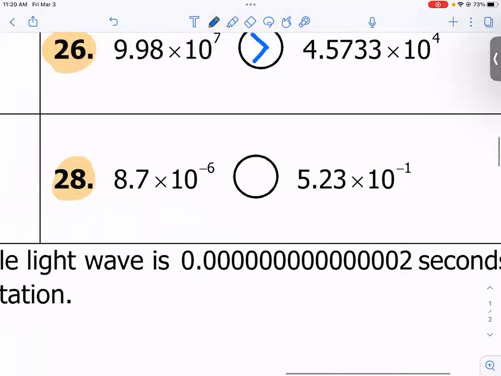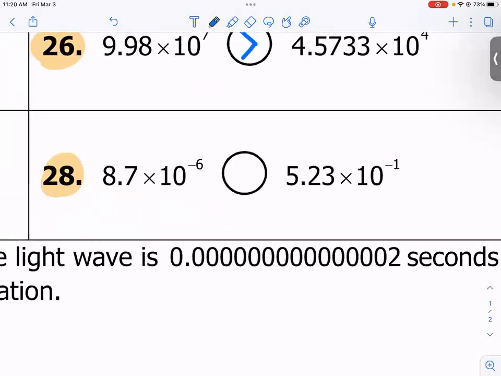Okay, Corin, how about 28? The left or the right, which one's bigger? The right one, okay. Denise, why is this one bigger? The one on the right in 28. How do we know that? We only move the decimal once, where in 28, we have to move it 6 times.